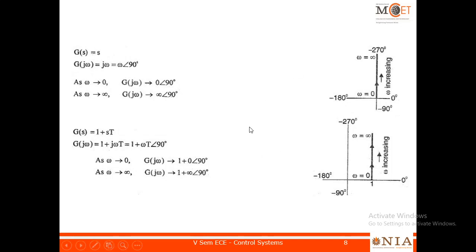All these explanations will give you an idea of what the shape of the polar plot will be for a given transfer function. So you will be able to judge what kind of shape the polar plot is going to take. That was the objective of this video.